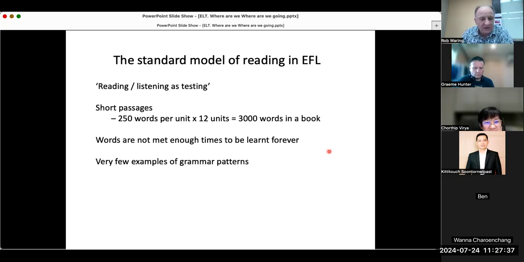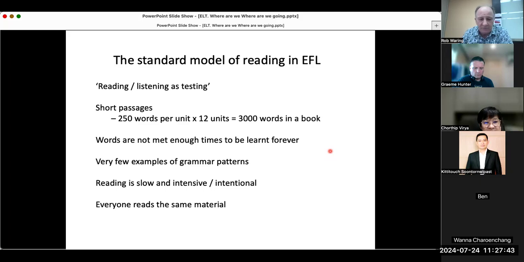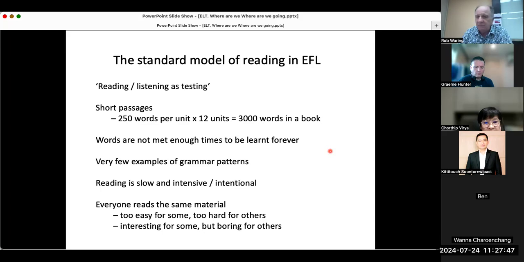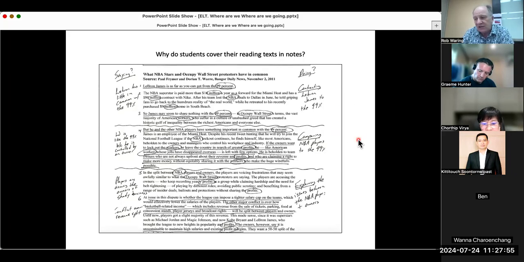There are very few examples of grammar patterns in our course books. The reading is slow and intentional and intensive. Everybody's reading the same material and everybody's going the same pace. Too easy for some, too difficult for others. That's a problem we've got with trying to teach reading at the whole class level. So when students do read, they end up scratching all over their books like this. I think it's important to see that the students themselves have to read these texts intensively.